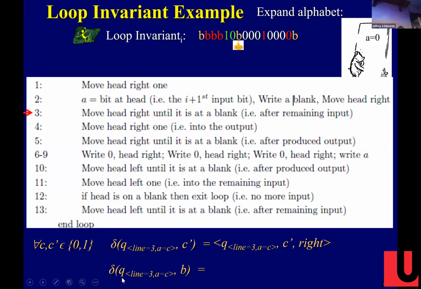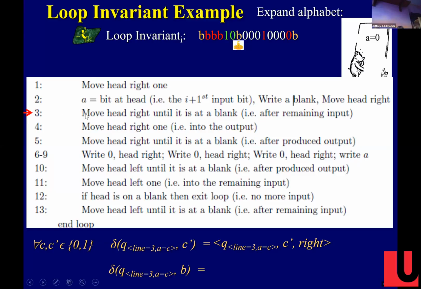So now this is the picture, and I'm trying to fill in one entry of the table. The entry of the table is: I'm in the row where I'm in this state, and I'm in the column where I'm reading a blank. What do I want to do when I read this blank? Well, I need to say what state I want to be in, what character I want to write, and what I want to do with the head.